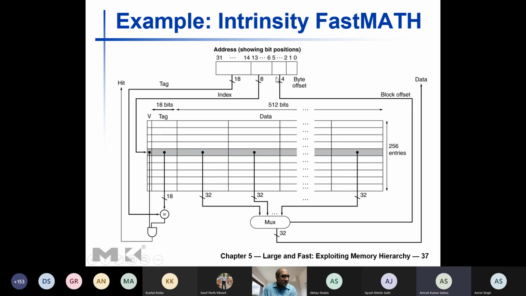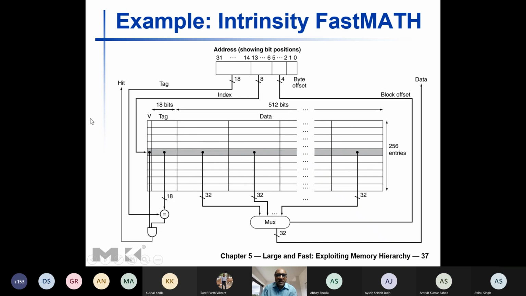And 8 bits are used to indicate the cache index, that is, the number of cache entries. The remaining lower bits, 0 to 5, are 6 bits. It means that each block size equals 2 power 6 bytes, which is 64 bytes. We know that 4 bytes equal 1 word. Therefore, there are 16 words within a block.